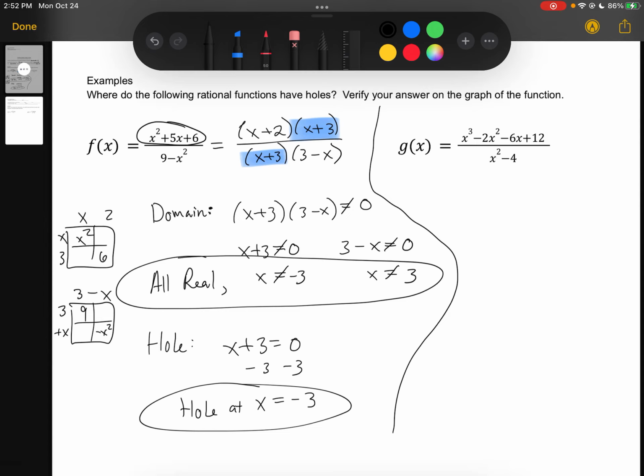So going through here, we can jump into our next question. And I'm going to have us take a moment and see if we can set this one up and solve it as well.